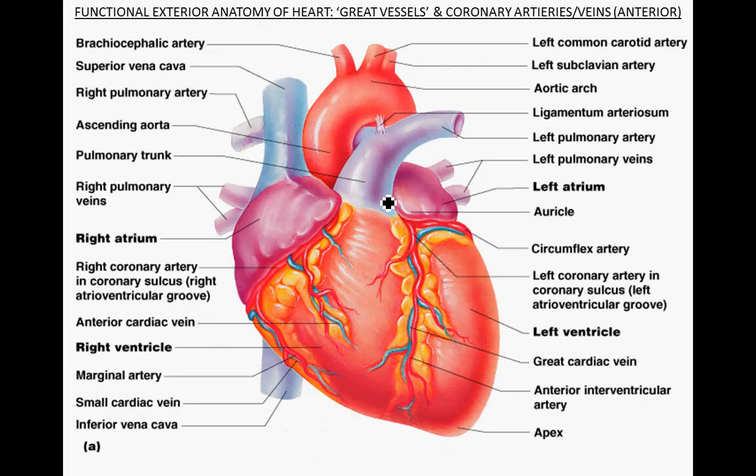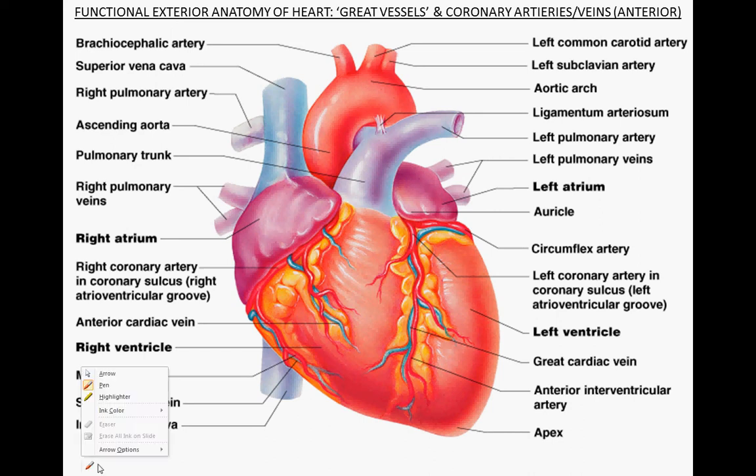If we look at the heart from an anterior view, as it's sitting in the chest, there are obviously a lot of identifications here. So I want to focus first on the chambers. There are 4 chambers of the heart: 2 receiving chambers, and 2 pumping chambers.